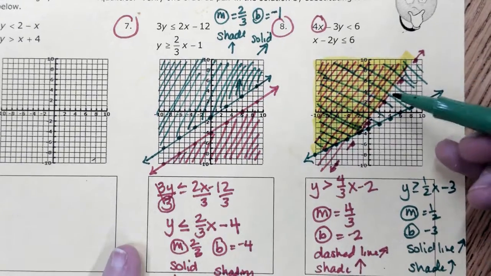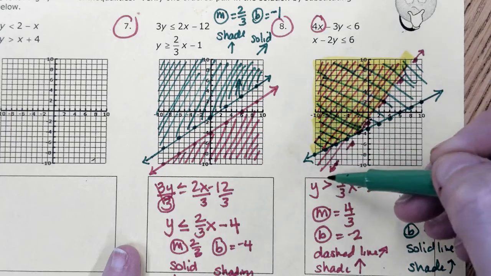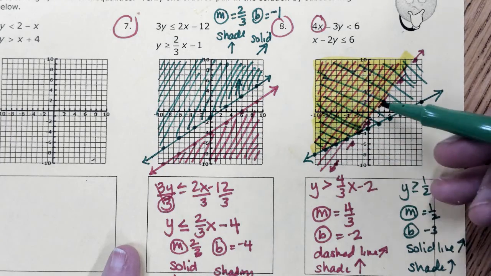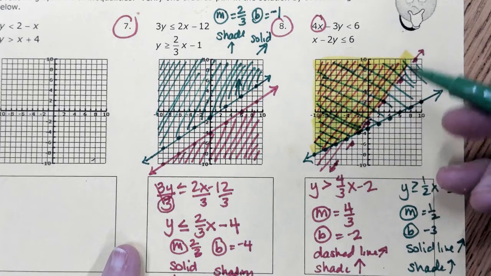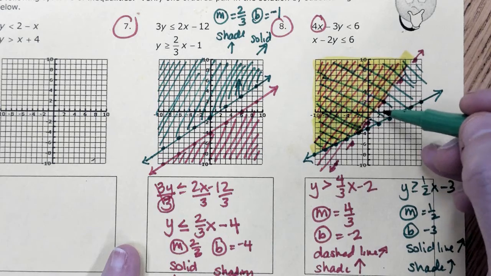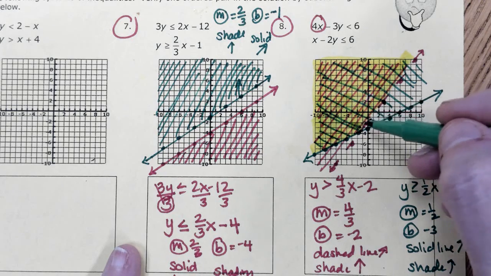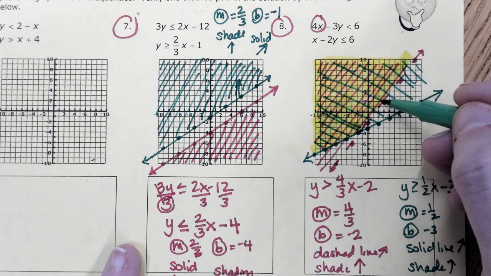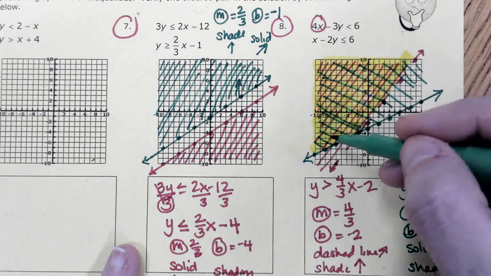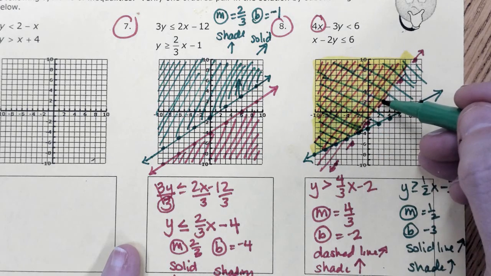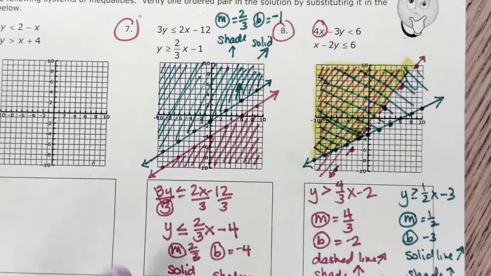Now, the thing to remember about this one is since I have a dashed line, that means that I cannot include any points on that line. So if I was looking at 3, 2 as a part of the solution set, it's not. Because even though 3, 2 is in the solution set for the green, since it's on the line, it's not part of the solution set for the red system.